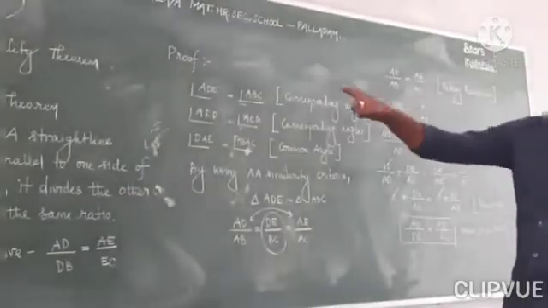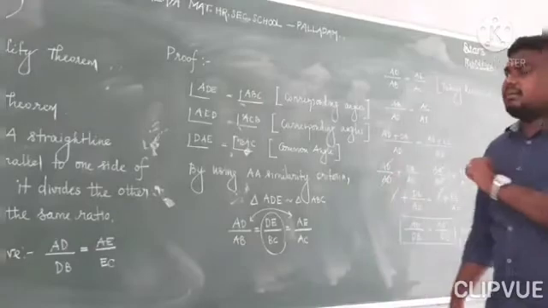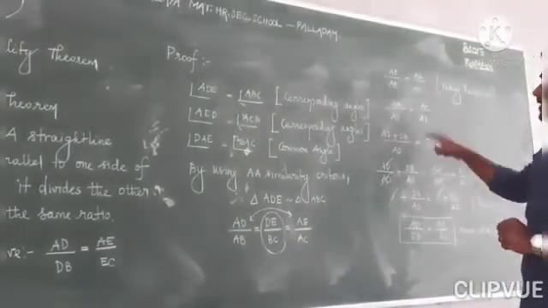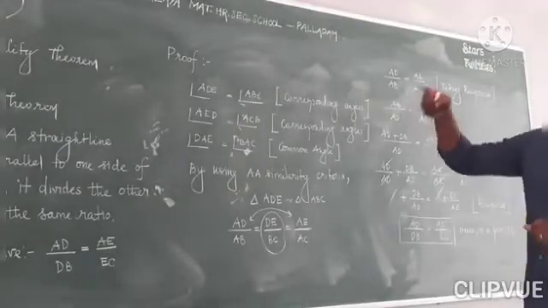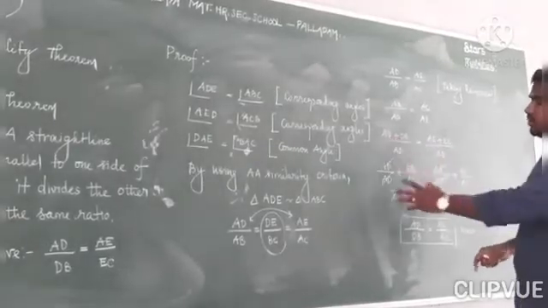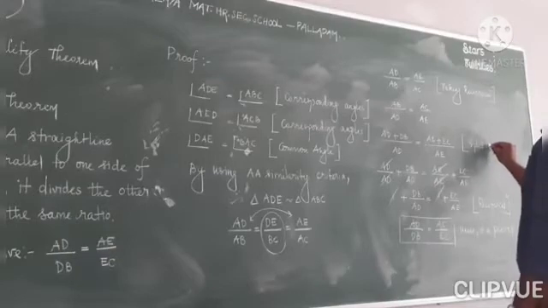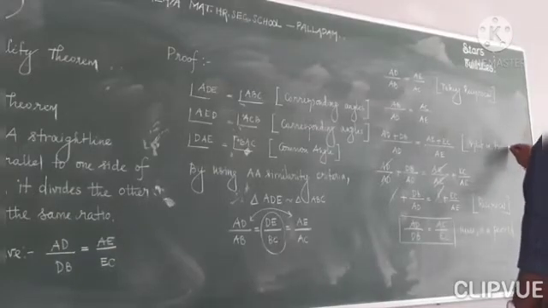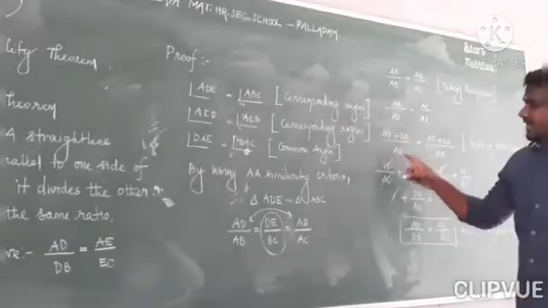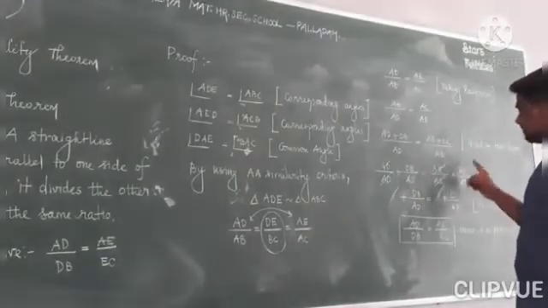What is this AB? That AB can be divided into two: AD plus DB. So I have written AD plus DB by AD is equal to, like AC can be rewritten as AE plus EC divided by AE. So if you split into two terms, you can write it as AD by AD plus DB by AD equal to AE by AE plus EC by AE.